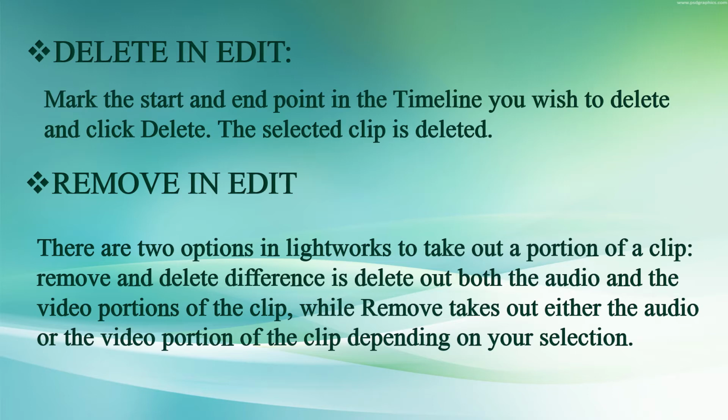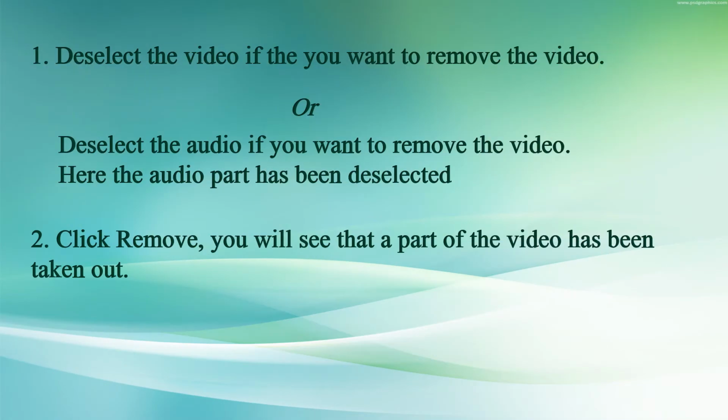Remove and edit. There are two options in Lightworks to take out a portion of a clip: remove and delete. The difference is that delete takes out both the audio and the video portions of the clip, whereas remove takes out either the audio or the video portion of the clip depending on your selection. Deselect the video if you want to remove the sound. Click remove. You will see that the part of the video has been taken out.